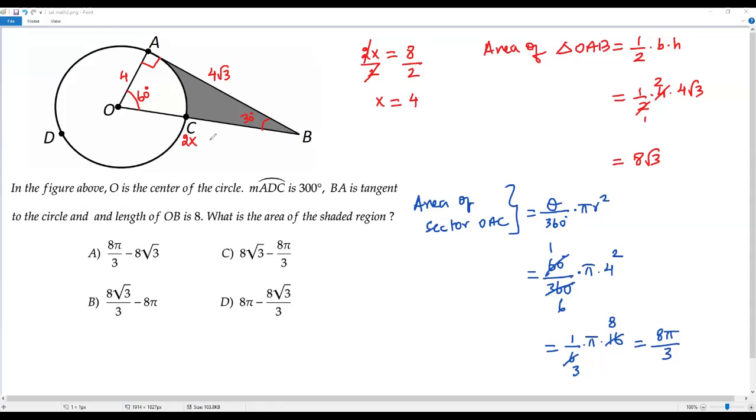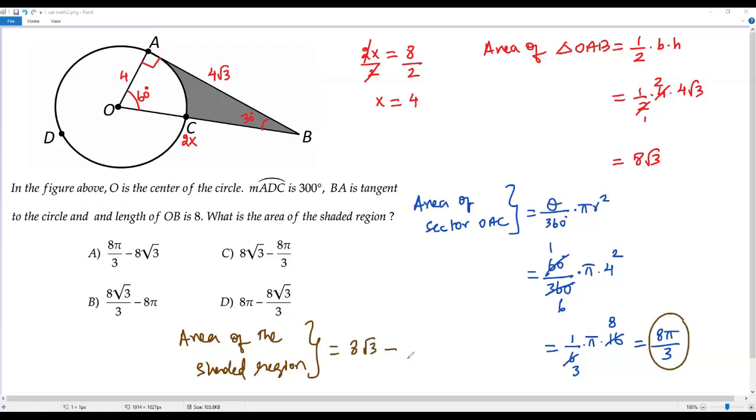Okay, now our aim is to get the area of the shaded region. Let me write it over here. Area of the shaded region equals, so to get the area of the shaded region, we have to subtract the area of this sector from the area of the complete triangle OAB. So the area of the triangle OAB is 8 times square root of 3, minus the area of the sector, which is 8 pi over 3. Let me write it. So this is the area of the shaded region. We find this exactly in answer choice C. The correct answer choice for this question is C.